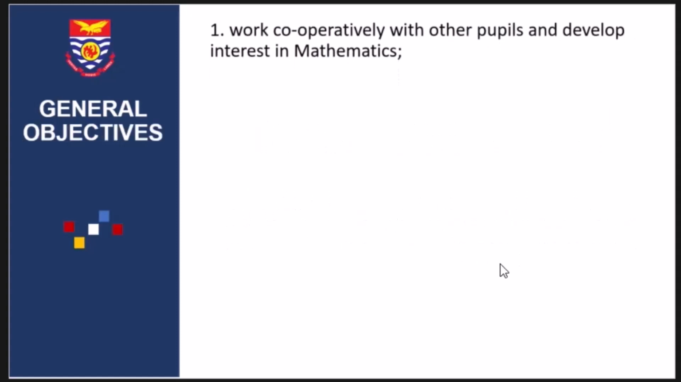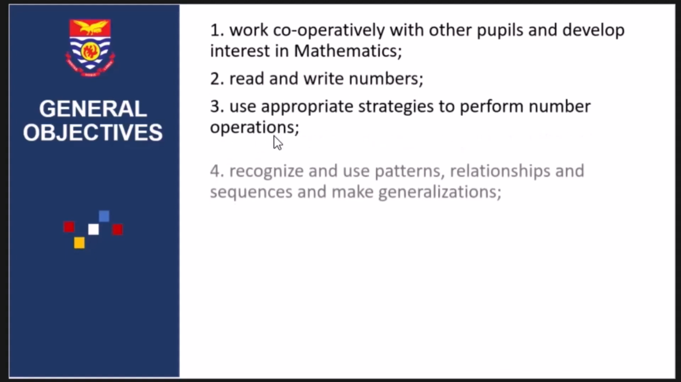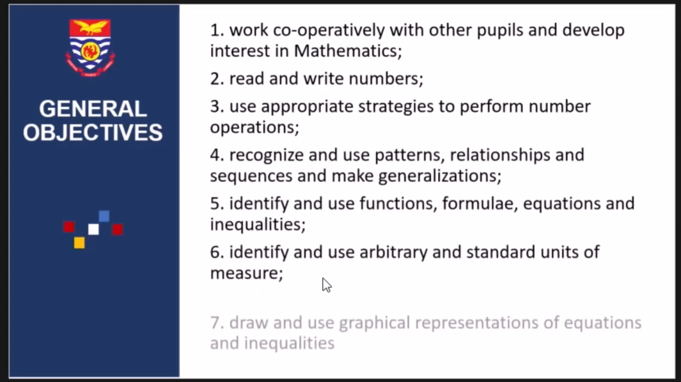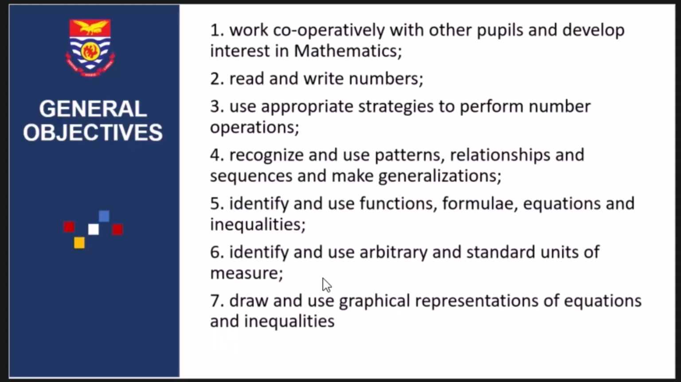And then we have the general objectives. The aims are now broken down into 12 general objectives, as you can see in the syllabus. So we have the 12 of them. You can see them on the screen. You can pause the video and read them one by one. Among them, we have work cooperatively with other people. That's collaboration, group work, and all those things. Read and write numbers, and so on and so forth. So you can pause the video and read these general objectives.